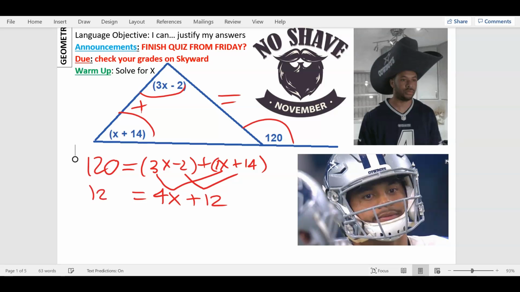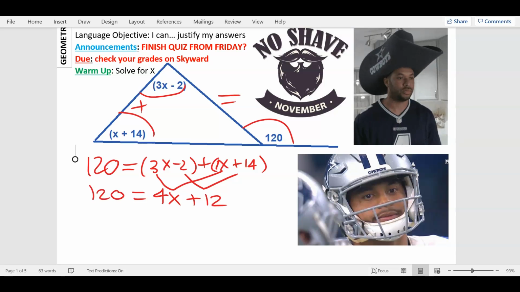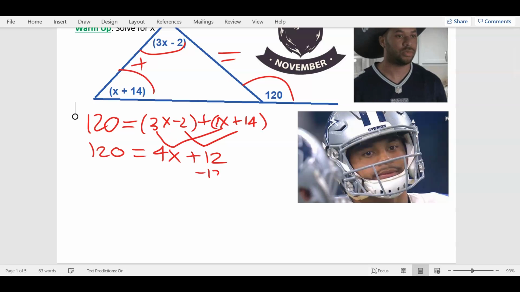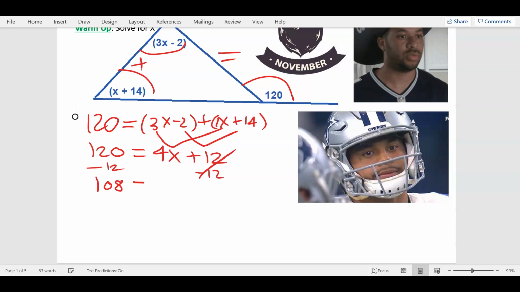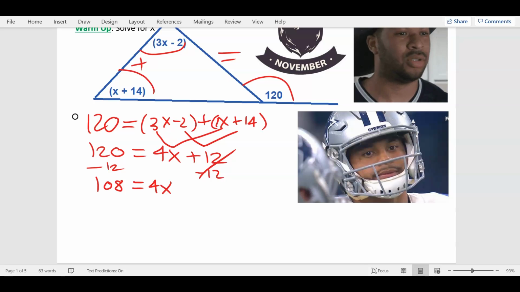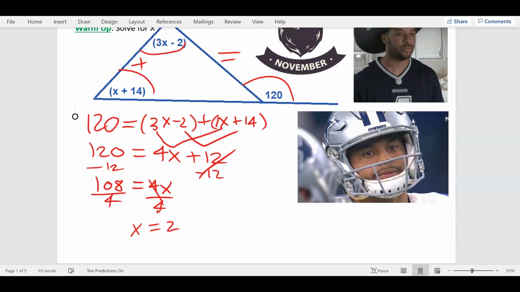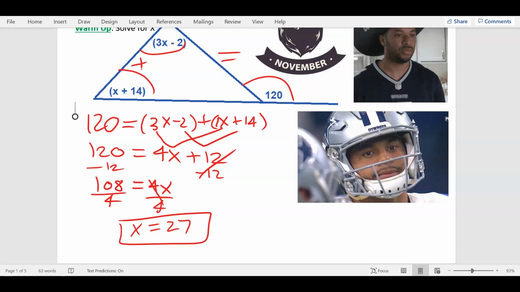So bring down 120. Now it's a two-step problem, x is on the right. So we are going to solve for x. We get rid of our loner 12 by subtracting 12 on both sides. 108 equals 4x. And then your last step to get rid of that 4, what do we do? Divide by 4. 108 divided by 4 is 27. Okay. And you could plug it back in to get these other angles.